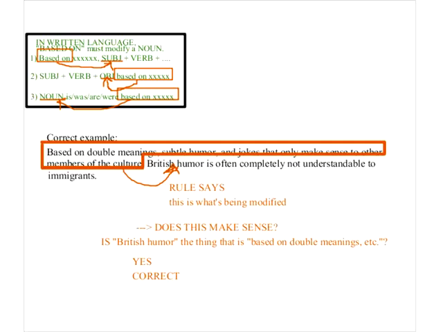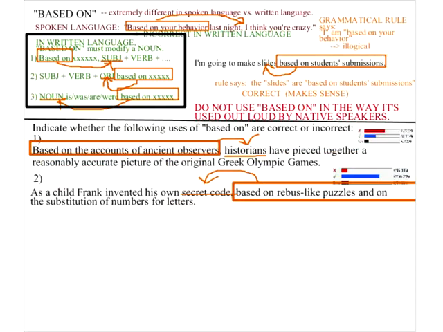In this sentence, if we go back to this, are historians the thing that is based on the accounts of ancient observers? No, they are not. So that's incorrect. Again, I don't want to go too far into the issue of fixing the sentence, but no, you can't just change this to basing. Like, you would have to have an object. It would have to be like basing their studies or basing their observations on these accounts. Then you could, but not just changing base to basing.